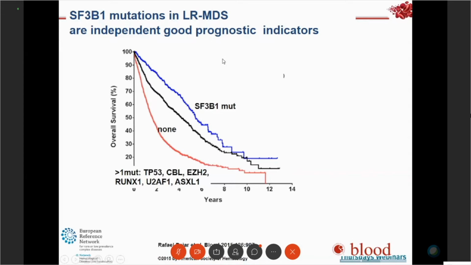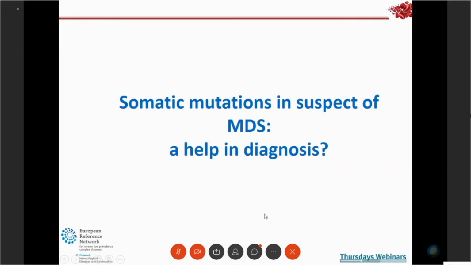SF3B1 mutation, as I mentioned, is not only useful for the classification of MDS, but also has very great importance in terms of prognostication. In fact, patients who have SF3B1 mutated do have a good prognosis and a longer overall survival compared to patients who have no mutations or patients who have one of the mutations I just showed or other ones like CBL or U2AF1. So can we use somatic mutation to help us in diagnosing an MDS?